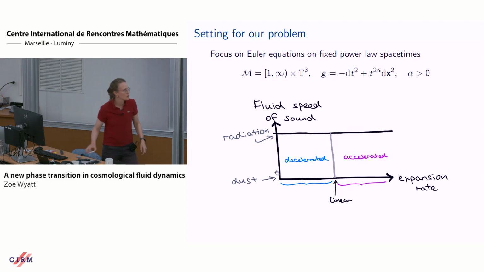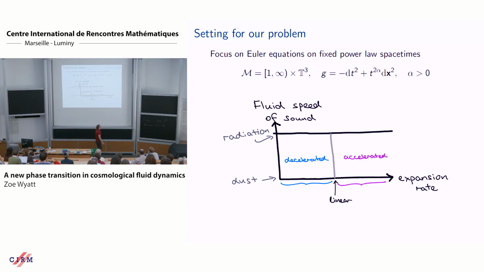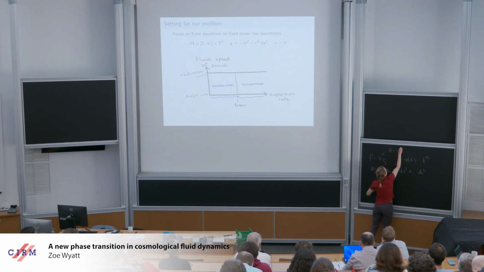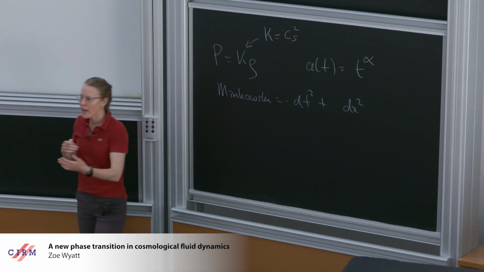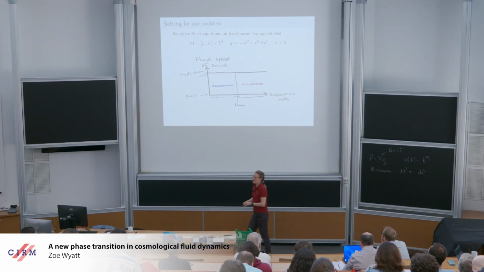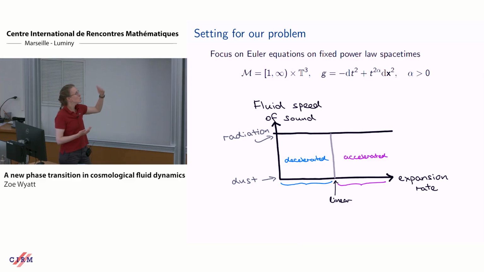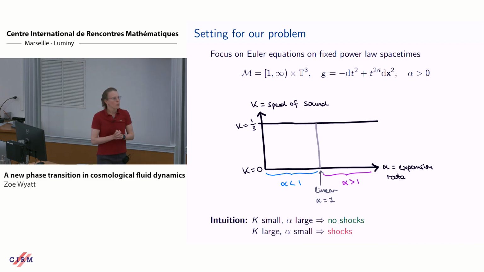So I say here the fluid speed of sound, and I didn't actually write that on the slide, sorry, but just to say that you can also identify this parameter k here as the square of the speed of the sound waves. Okay, it's another way to view it. And in cosmology, as I said, people are very interested in dust and radiation, and of course these things can't be exact, so we'd like to be interested in the regime in between as well. Okay, so this is what I'd like to fill in.